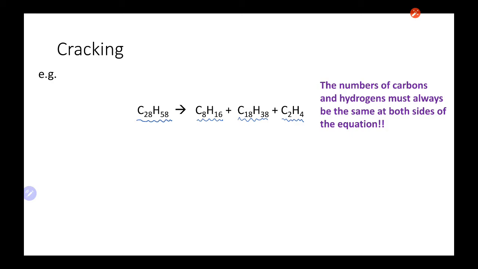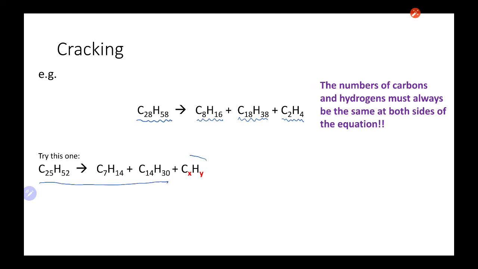So what could be asked of you is that you could be given half an equation like that, and then you're asked to work out what this compound is, so what the chemical formula would be. If you want to pause the video, you can, and try it for yourself. The tip is just to make sure that the carbons and hydrogens are the same at both sides. I'll give you a wee second to pause that and we'll go through the answer.